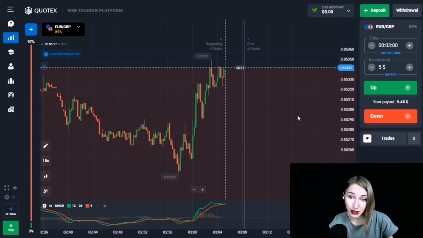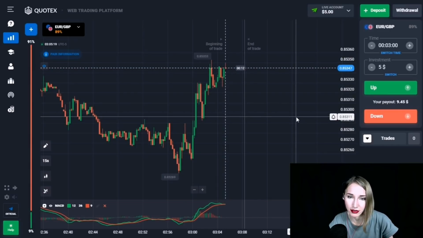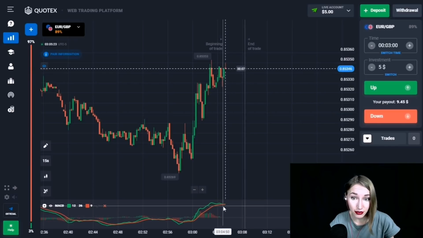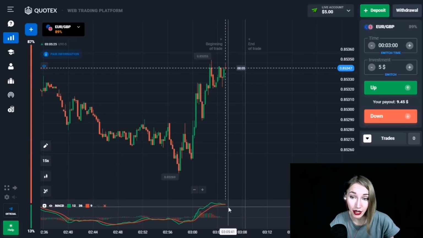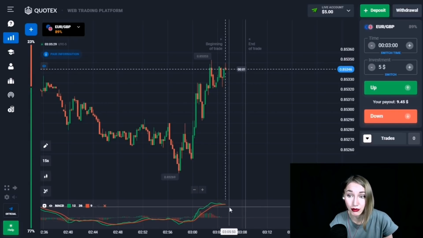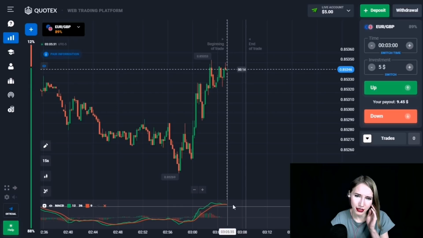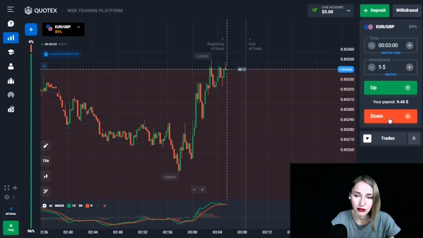And the indicator works the same way in the opposite direction when we are opening a trade up. So in this situation the indicator is telling us about the upcoming price reversal. Then in this situation I would like to open a trade down for 3 minutes with a reserve, I suppose, because the price needs time to fall down.